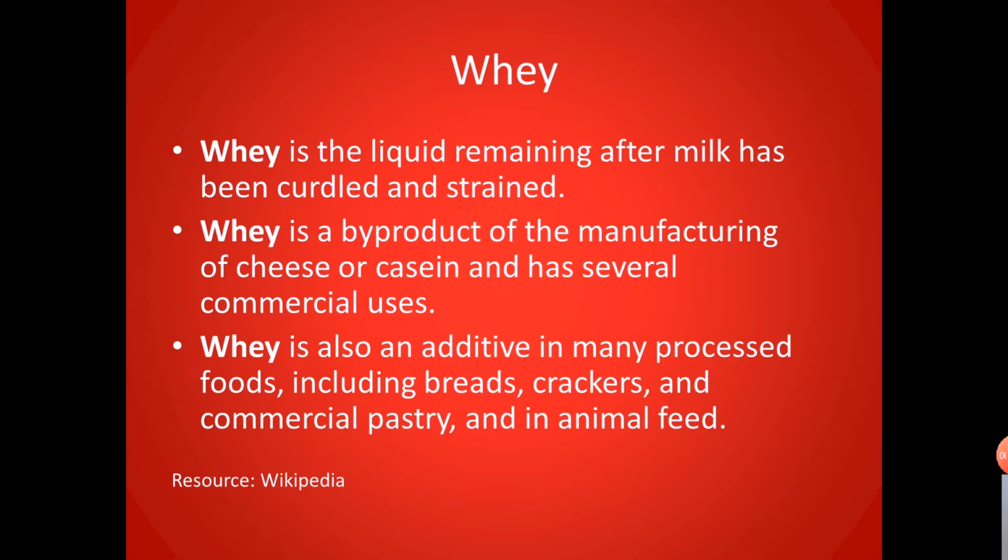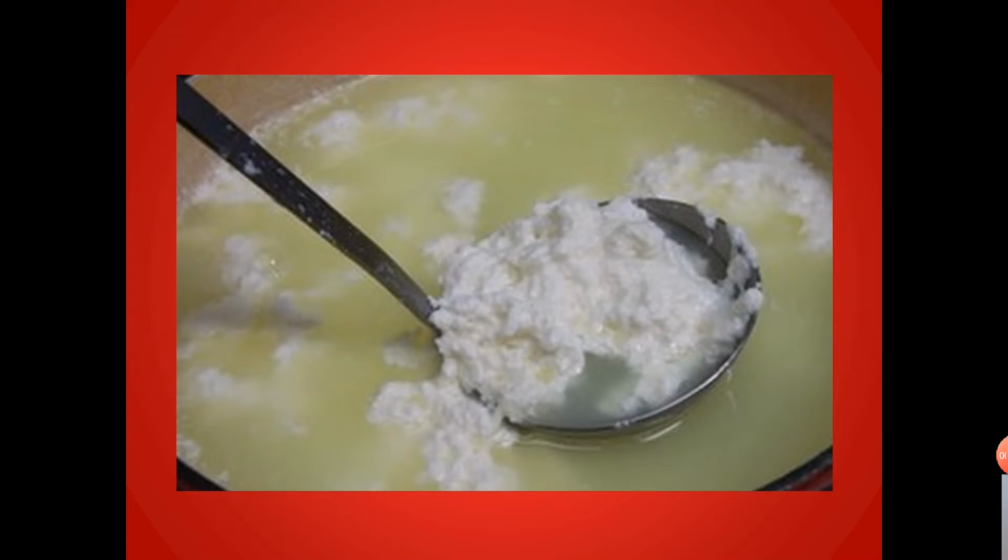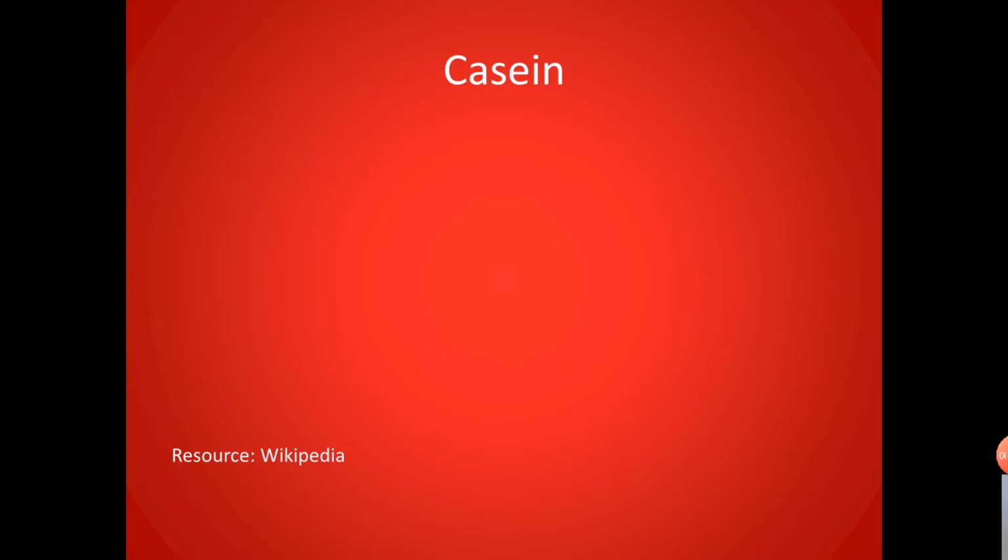They do use it commercially for a lot of things. So whey is an additive in many processed foods, a lot of the breads and crackers, pastries, and also in animal feed. So you'll see whey in a lot of different products on the label. So this is what the whey is, that liquid after they've taken out the curdles to make the cheese or whatever they're going to make with it.